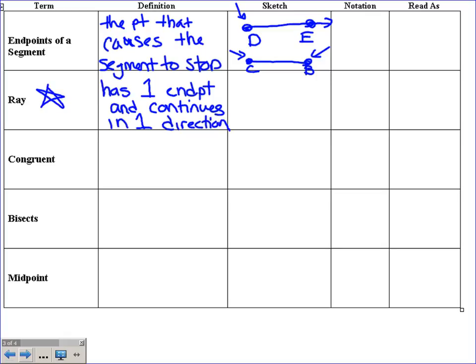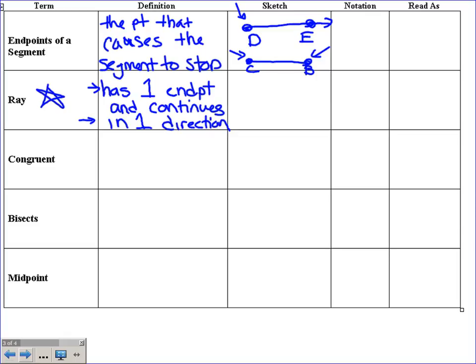This is huge. There are two pieces of this definition, 1 and 2. Has one endpoint and continues in one direction. These guys are huge. People mess these up. It's like the most missed thing in all of geometry. I have no idea why. It's very confusing for some people. That's why I put a little star next to it. It's a very simple word.